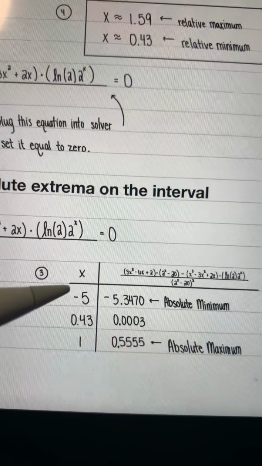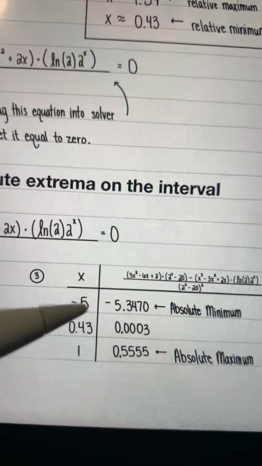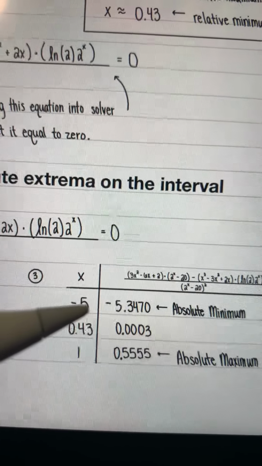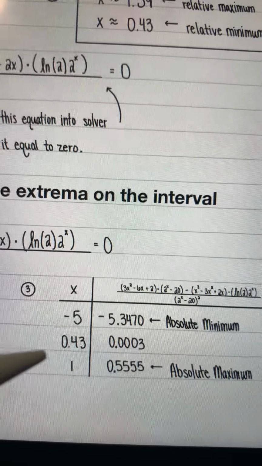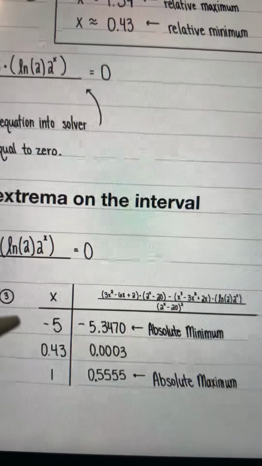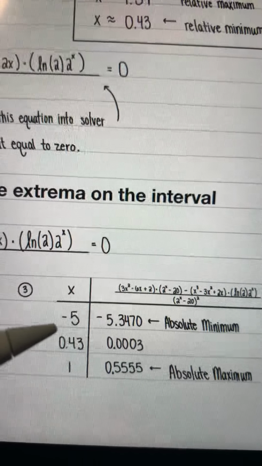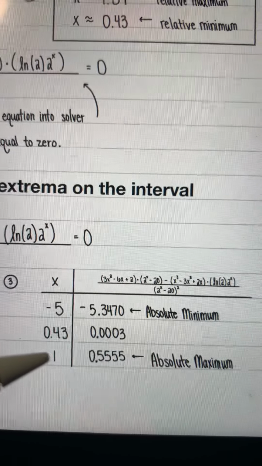So we're going to plug these numbers into our function, and the answer for -5 is -5.3470. For 0.43, it's 0.0003, and for 1, it's 0.5555. So our absolute minimum is the smallest number, which is -5.3470, and the absolute max is 0.5 repeating.